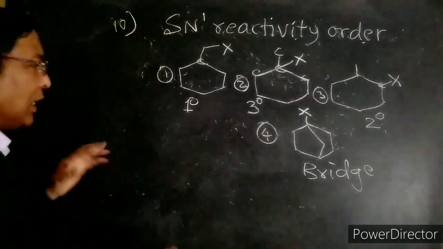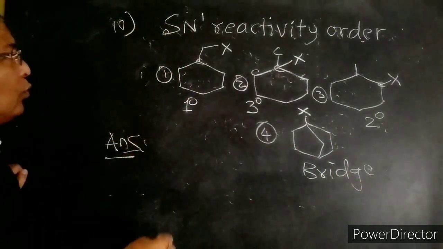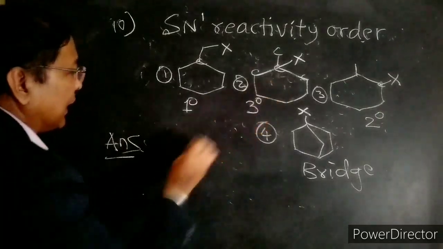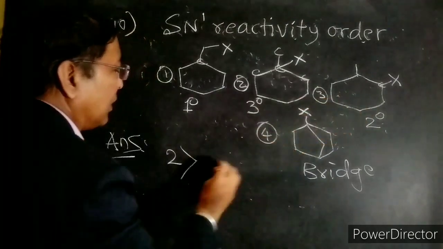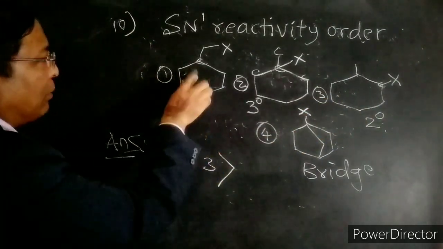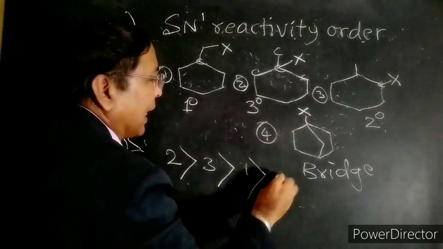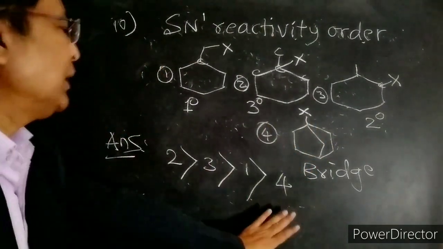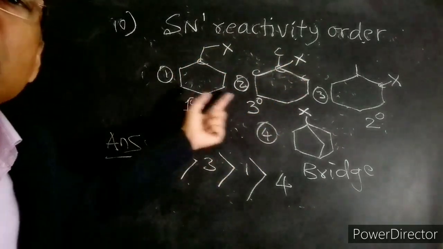Therefore, the tertiary alkyl halides undergo the SN1 reaction rapidly. Therefore, the second molecule is tertiary, then secondary is the third molecule, then the primary is the first molecule, and the bridged molecule has least priority, so we keep it at the end. Therefore, this is the order for SN1 reactivity in these molecules.